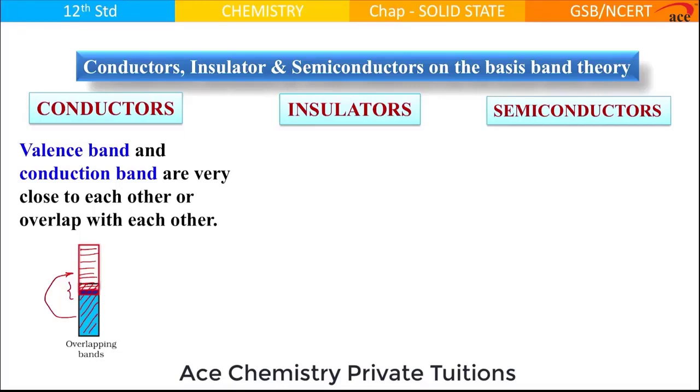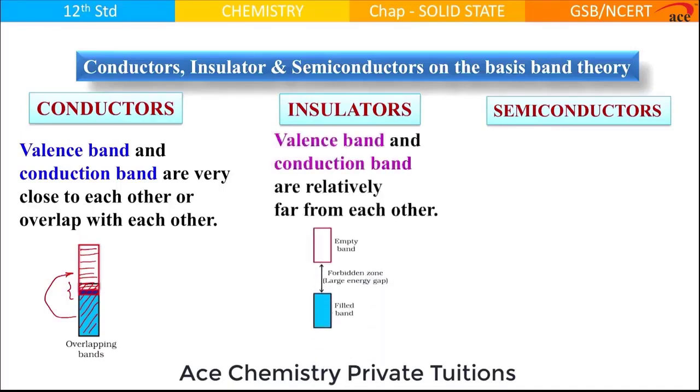So, why do conductors conduct electricity? Because in conductors, the valence band and conduction band overlap with each other. That is, there is a small energy difference between them, or they are of almost similar energy. Therefore, an electron can easily move from the valence band to the conduction band.